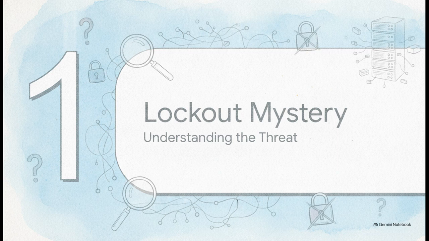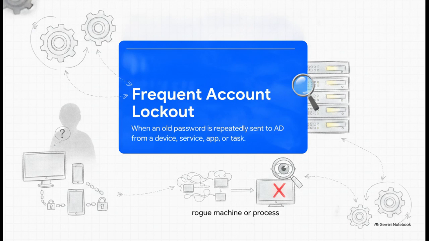Section 1. The account lockout mystery. Understanding the threat. Let's start by defining the actual threat here. A frequent account lockout usually happens when an old or incorrect password is repeatedly sent to Active Directory. Now, notice what that implies. Despite what the user swears up and down on the phone, they rarely type their password wrong 50 times in a row. The true culprit is almost always automated. It's a device, a background service, an application, or a scheduled task that is just blindly firing stale credentials at the directory. Understanding this completely shifts our perspective, right? We move from blaming the user to hunting down that rogue machine or process.